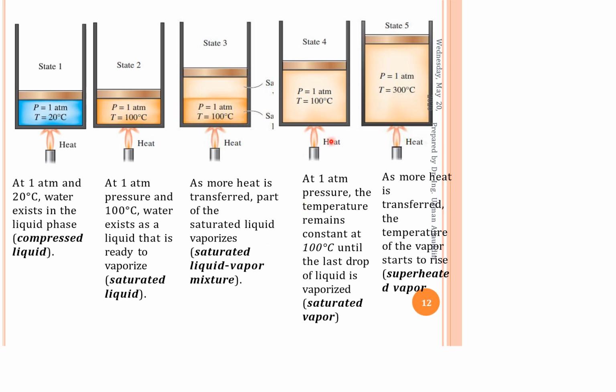And this is a state where all our liquid is completely vaporized, so this will be called saturated vapor. And at the end, as more heat is transferred to the system, all the vapors are vaporized, but still we are giving heat and increasing our heat. As more heat is transferred to the system, the temperature of the vapor starts to rise, and this will be called superheated vapor.